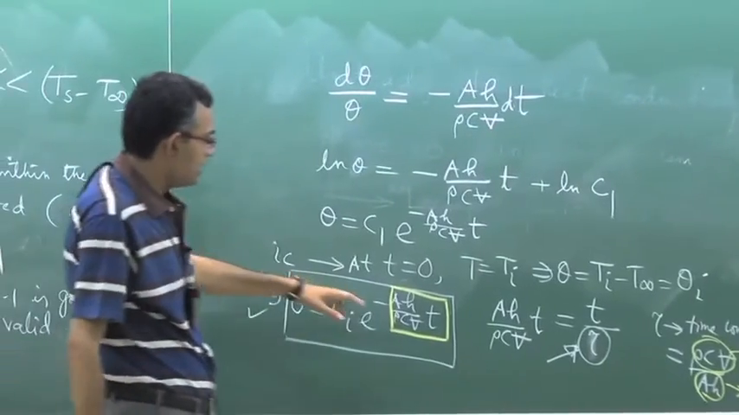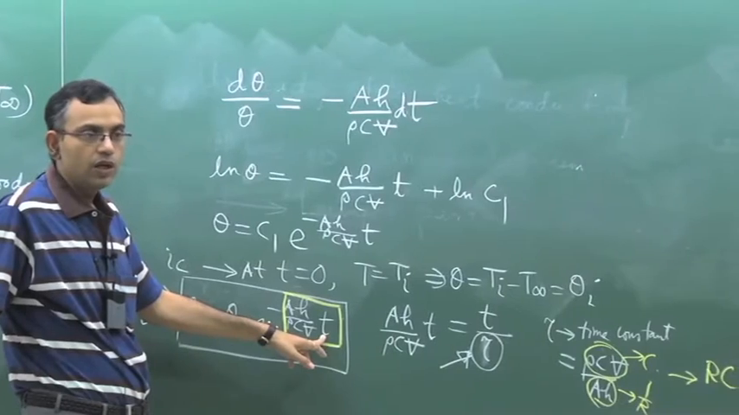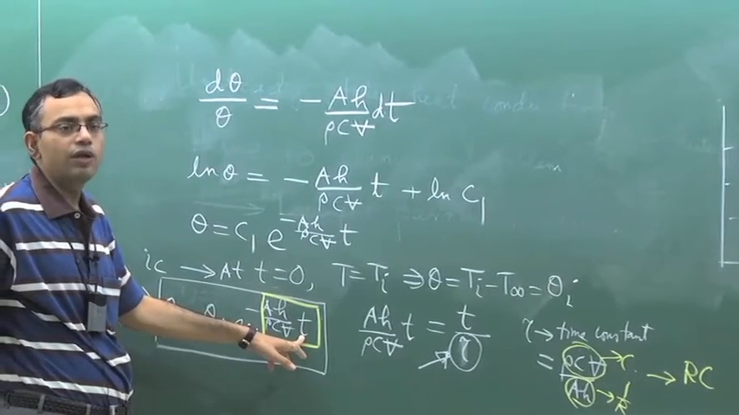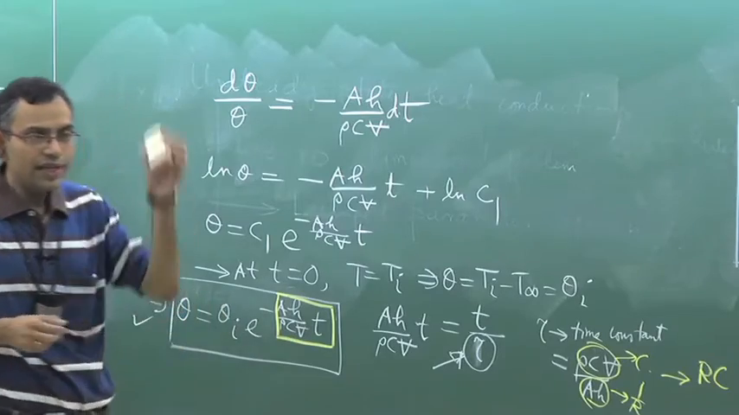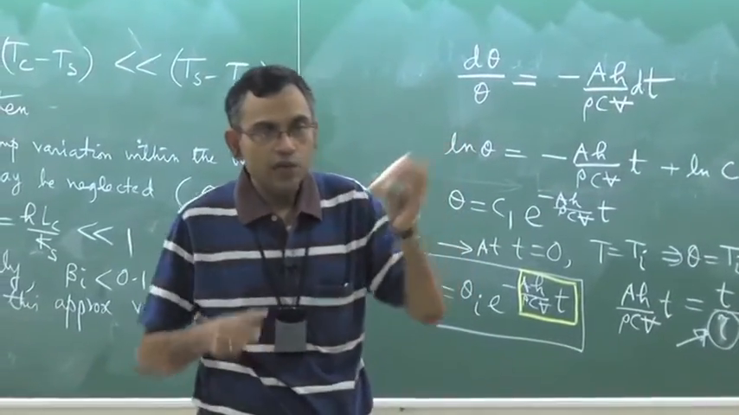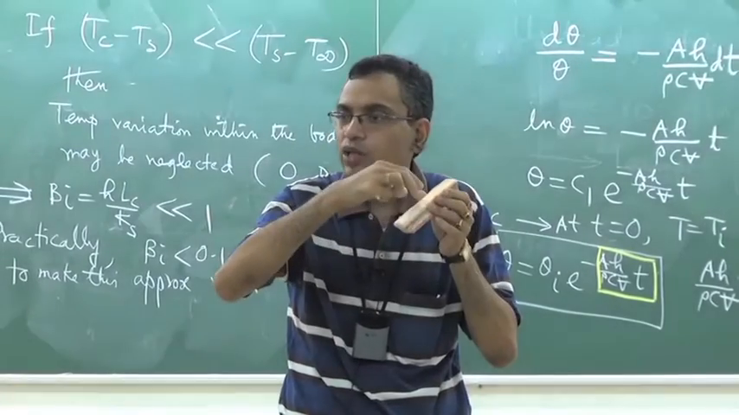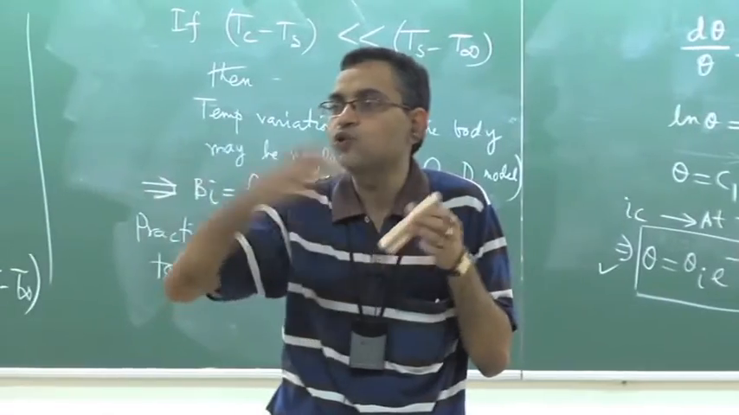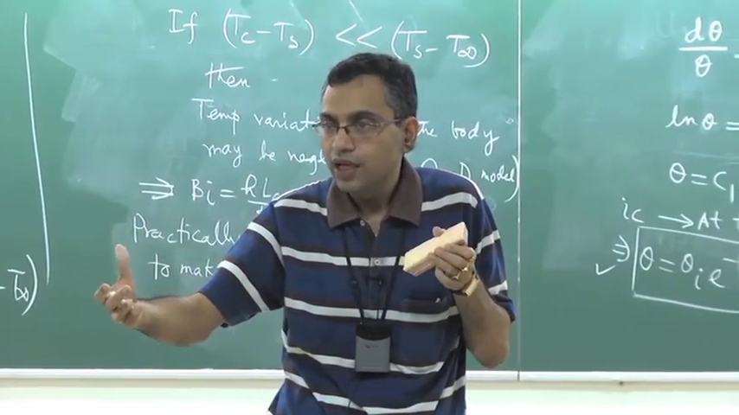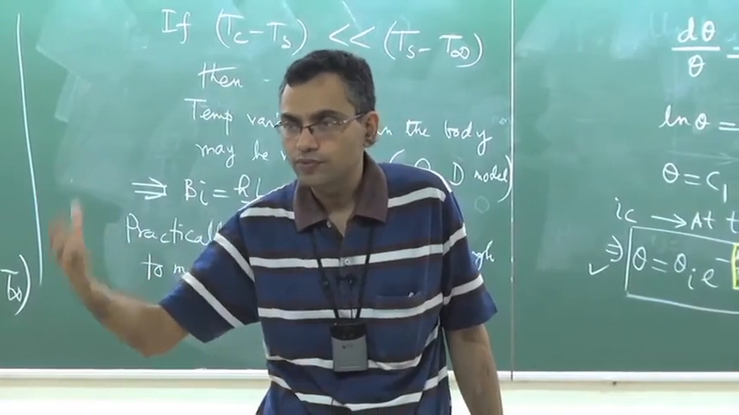Now look at it. Let us say that tau is small. If tau is small, then what will happen? See, let us say this is a lumped body. You create a change and this body is adjusting to that change in temperature. So the question is, how fast is it adjusting or how slow is it adjusting? If tau is small, will it adjust fast or will it adjust slow?